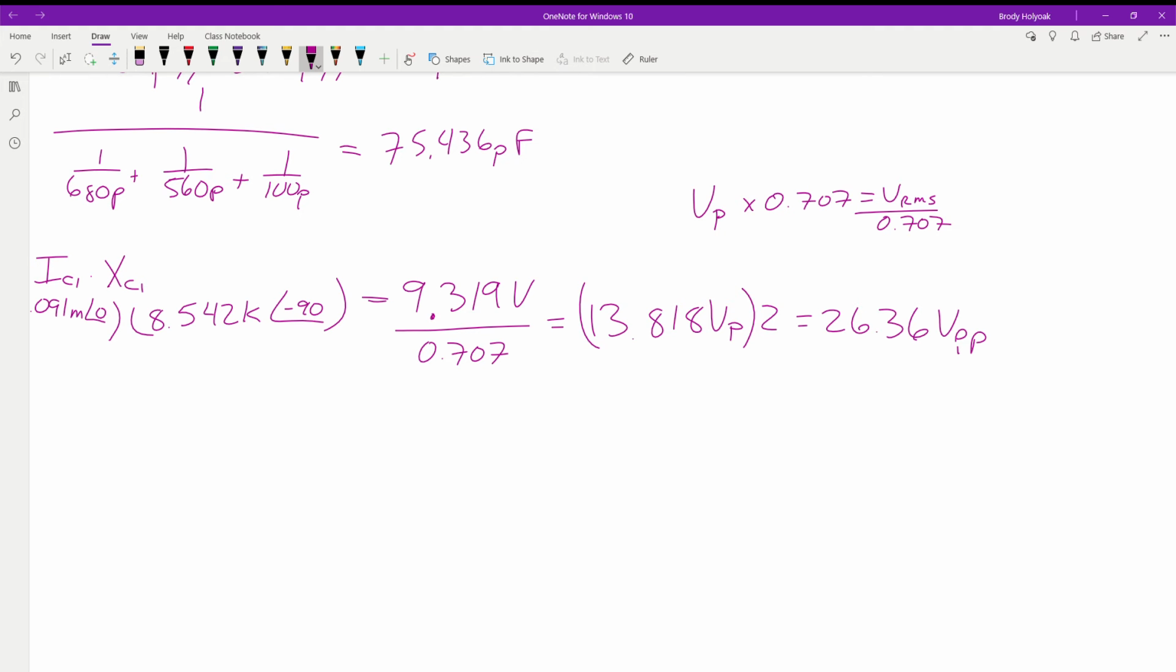If you don't ask for it in peak to peak, you put it in RMS. Yes, well, it depends on what the question is asking for. So it's what it asks for, or RMS if it doesn't specify.